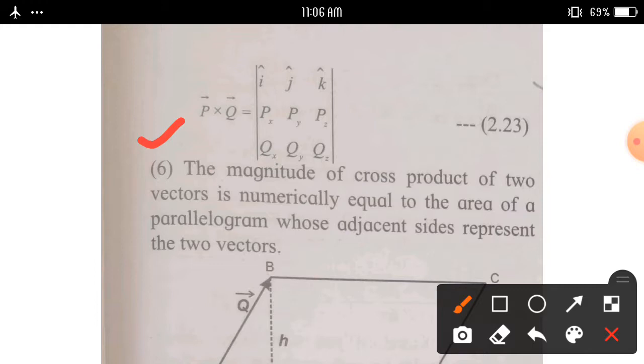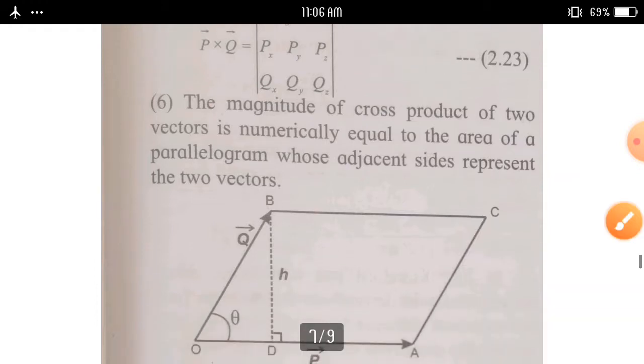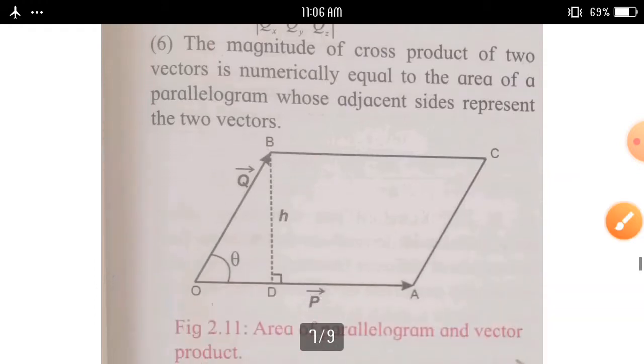This is the fifth characteristic of vector products. Then the next characteristic we can discuss: the vector product or cross product of two vectors is numerically equal to the area of a parallelogram whose adjacent sides represent the vectors.